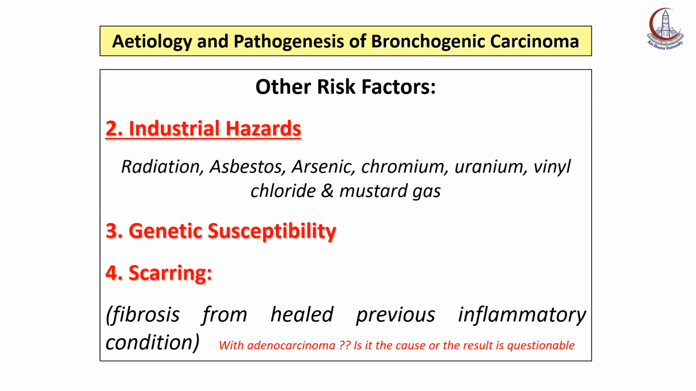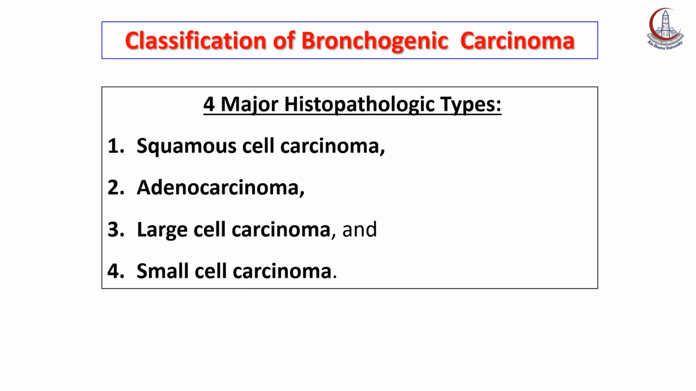Other risk factors are industrial hazards, for example, radiation, asbestos, arsenic, chromium, uranium, vinyl chloride, and mustard gas. Also, genetic susceptibility has a role. Scarring or lung fibrosis from a healed previous inflammatory condition. The debate is whether it's a cause or a result of carcinoma, especially adenocarcinoma.